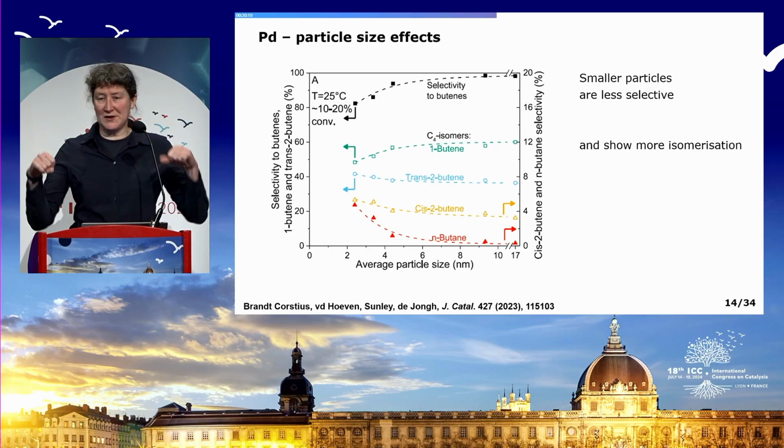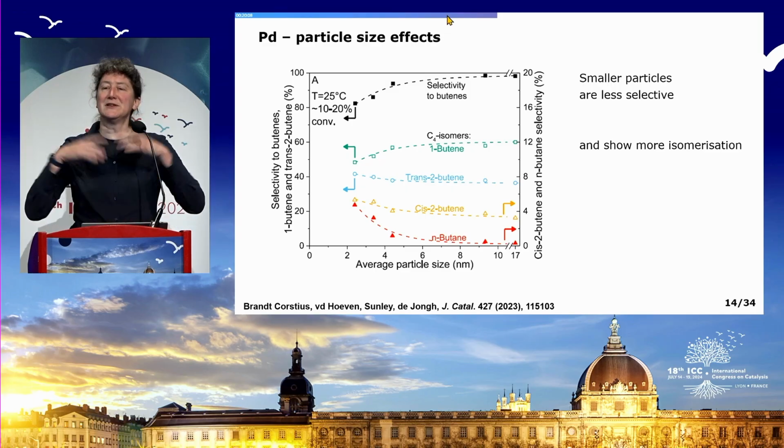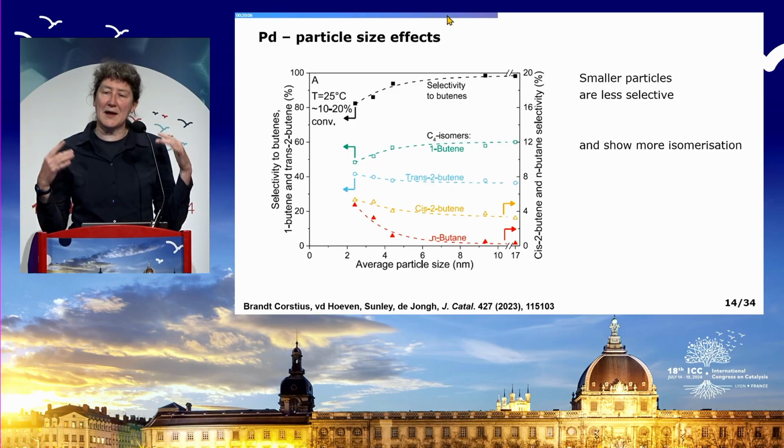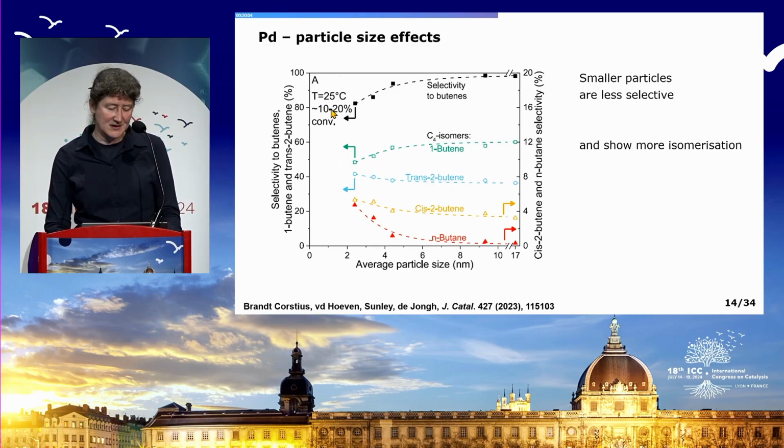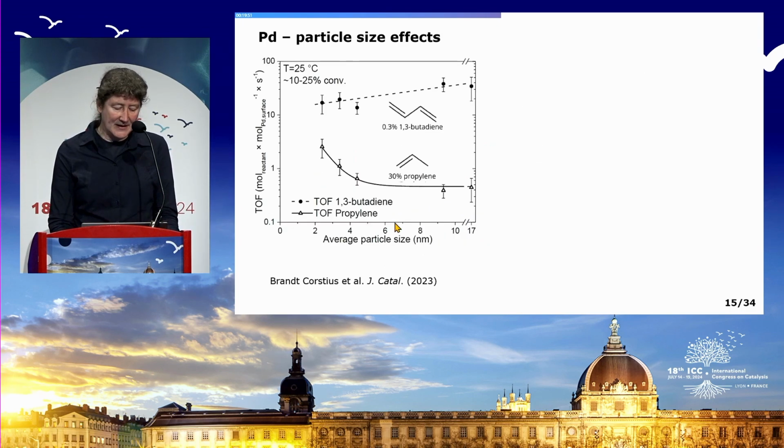So you adsorb the butadiene, you make 1-butene, and immediately it leaves the surface, and it does not come back, because if it comes back, it isomerizes. And you see that this works well for large particles, but for the smaller particles, it starts to mess up. So I get also full hydrogenation, and I get also isomerization. And this we can understand if you look at the turnover frequencies for the two different ones, so the butadiene and here the single alkene.